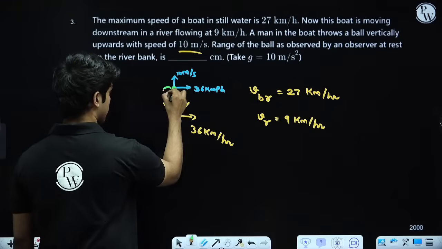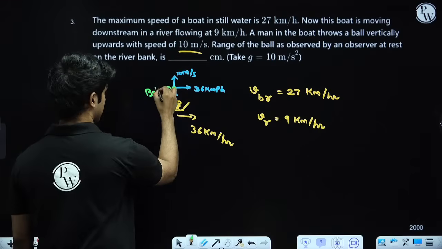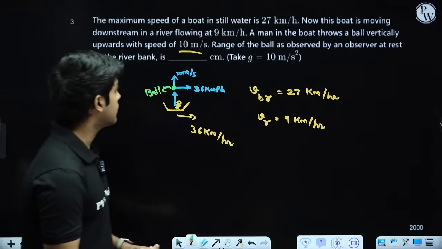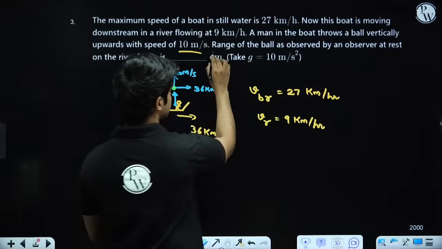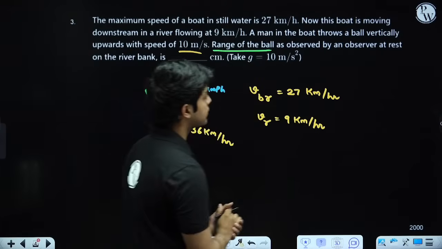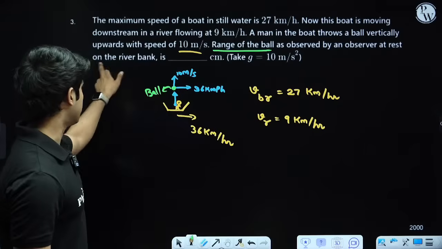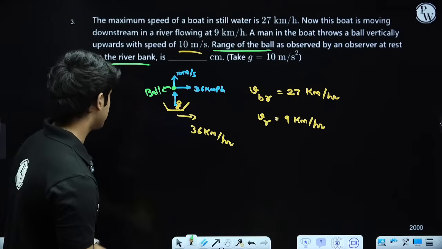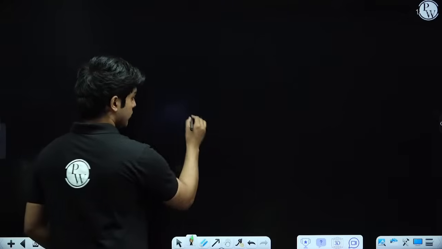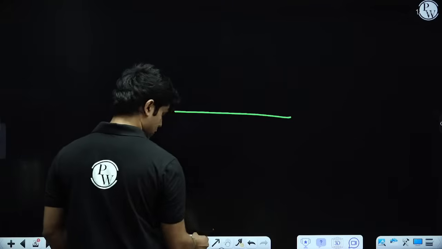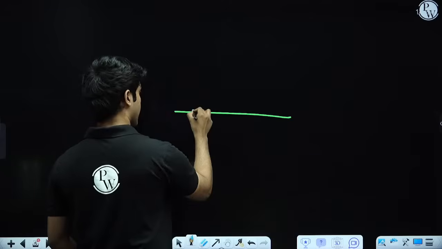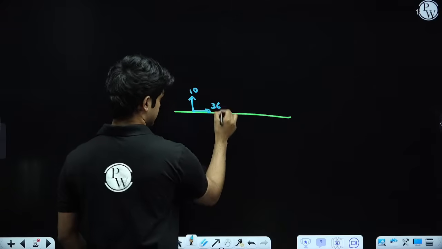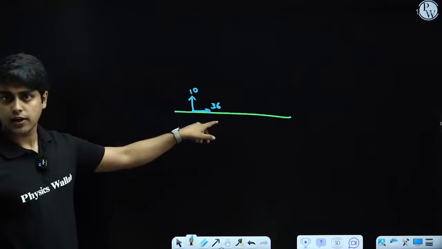Okay, so this is the ground frame velocity of the ball. This is our ball. All right, so now the question is, it's going to move in a projectile type motion. So we have to find the range of the ball as observed by an observer at rest on the river bank, which just means with respect to the ground frame. Okay, so now it's a simple projectile motion problem. So the ball has uy as 10 and ux as 36.